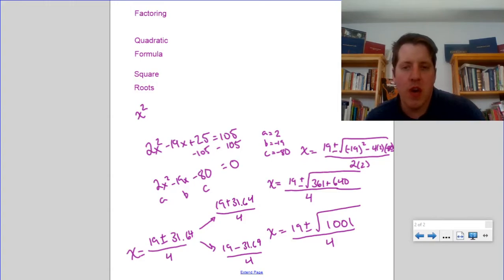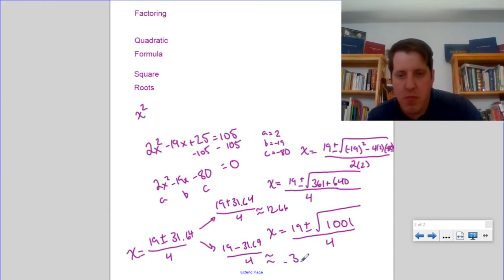So if you're going to use your calculator, you'd type in the numerator as one step, hit enter, then divide by 4. And our answers for those are about, and these are estimates, not abbreviations, these are approximations, about 12.66 and about negative 3.16. Okay, that would be how you would use the quadratic formula to solve a quadratic equation.